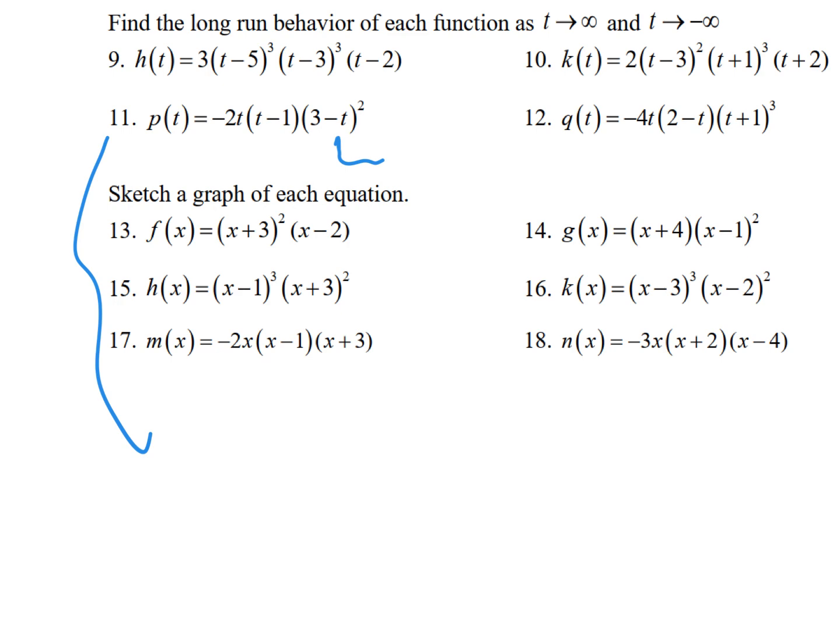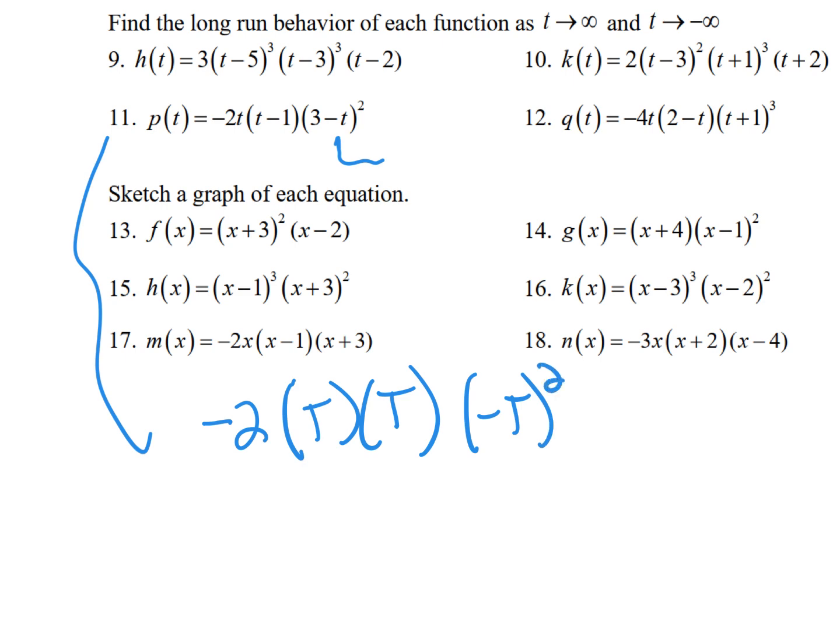Okay, so let's figure out what the ending behavior is, since that's what it's asking us to do. So I see a -2 times a t times another t times a -t squared, right? Remember, we don't care about the constants out at infinity. We keep the 2 because that's causing a reflection. So I'm seeing -2 times t times t times a positive t squared. So what is that? -2t to the 4th power.